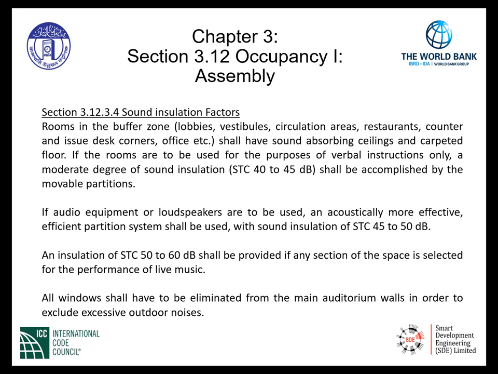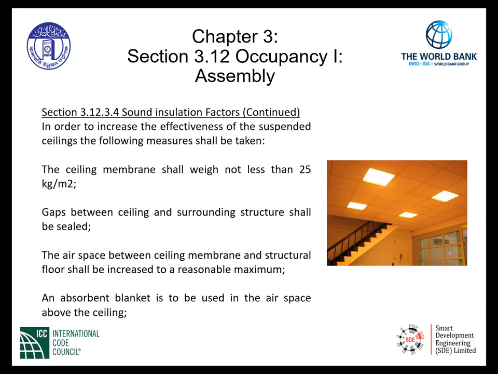Continuing with our sound insulation factors, in order to increase the effectiveness of the suspended ceilings, the following measures shall be taken. The ceiling membrane shall weigh not less than 25 kilograms per meter squared. Gaps between ceiling and surrounding structure shall be sealed. The airspace between ceiling membrane and structural floor shall be increased to a reasonable maximum. An absorbent blanket is to be used in the airspace above the ceiling. This would provide plenty of sound deadening materials to slow the transmission or absorb fully the transmission of sound within the space to an acceptable level.